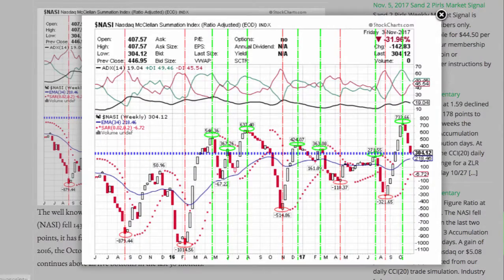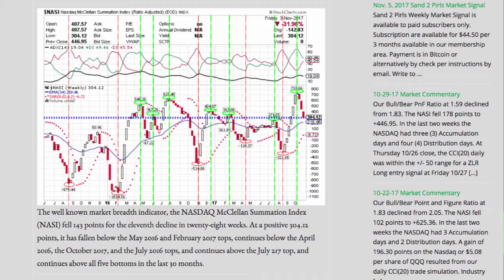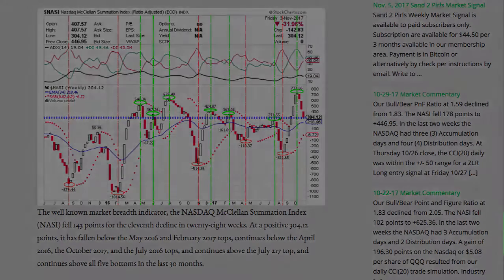The well-known market breadth indicator, the Nasdaq McClellan Summation Index, fell 143 points for the 11th decline in 28 weeks. At a positive 304.12 points, it has fallen below the May 2016 and February 2017 tops, continues below the April 2016, the October 2017, and the July 2016 tops, and continues above the July 2017 top, and continues above all 5 bottoms in the last 30 months.